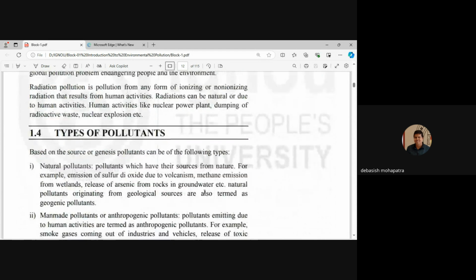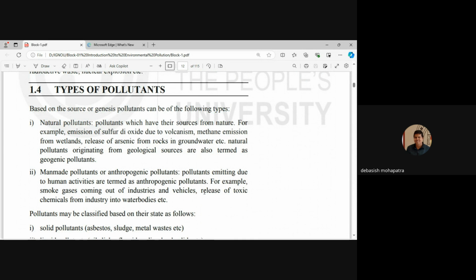Okay. So based on the source or genesis, pollution can be of the following types. First is natural pollutant. Yesterday also I have told you. Natural pollutants are those caused by nature, like volcanic eruption, emission of sulfur dioxide, methane emission from wetlands, and release of arsenic from rocks in groundwater, etc. They're natural, and man-made is pollution which we are creating, due to our human activities or anthropogenic activities. For example, smoke and gas coming out of industries and vehicles, release of toxic chemicals from industries into water bodies, etc.